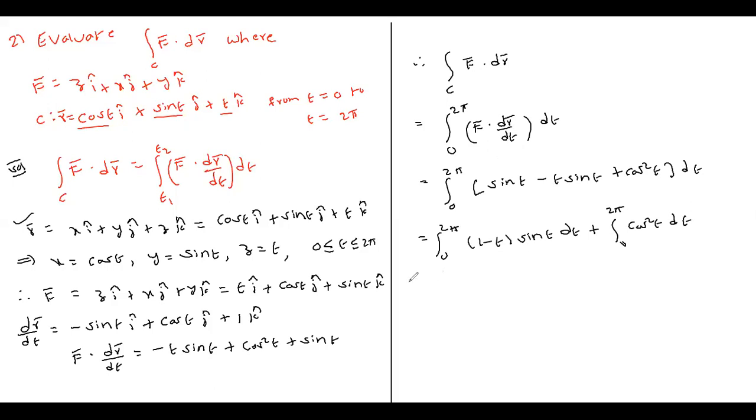Is it okay? Now the integration part I'm leaving to you as an exercise. Cos square t can be written as (1 plus cos 2t) by 2, and the first integral can be done using the UV formula. 1 minus t is a polynomial, and sin t is a trigonometric function, so apply the Leibniz rule or integration by parts, and substitute the limits. You will get an answer. The final answer is going to be 3 pi. Please verify, I'm leaving it as an exercise to you.